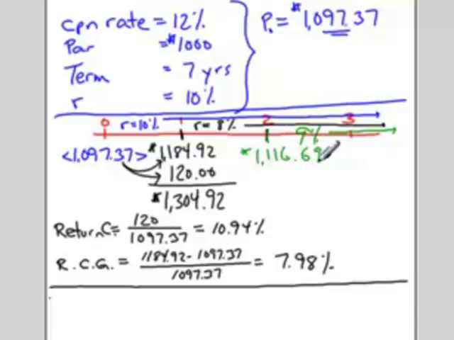It'd be hard to see that green, but there it is, 1,116.69. And then what else are we going to be receiving at the end of year 2? $120 coupon. So the total will be $1,236.69.